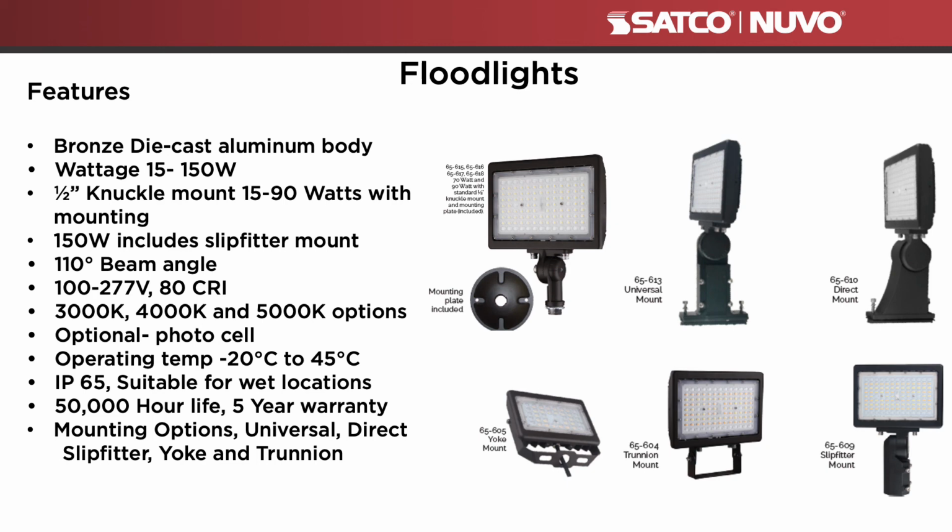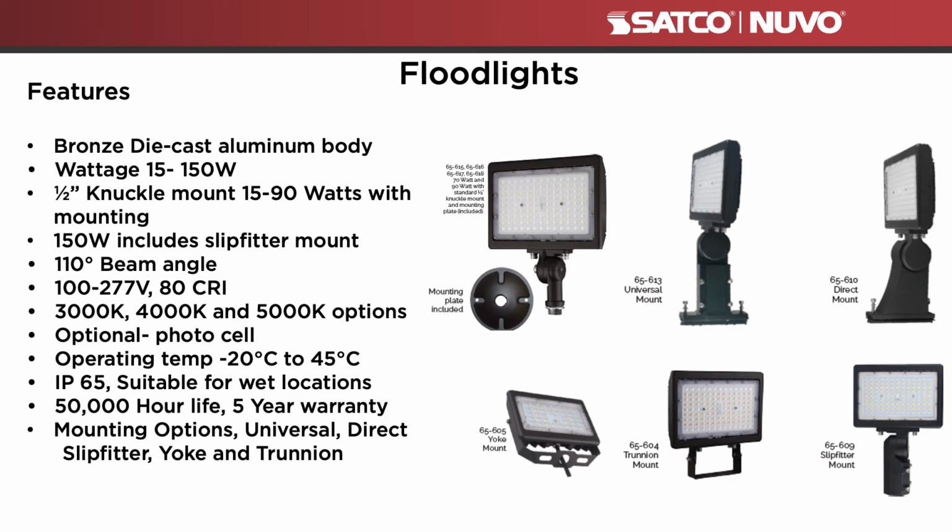In fixtures, many times you need to see what type of mounting option is needed. And our floodlight line has many different options. All of our floodlights are die-cast aluminum. We have wattages from 15 to 150. A half-inch knuckle mount with mounting plate is included for the 15 through 90 watt types. For the 150 watt, we include the slip fitter mount.